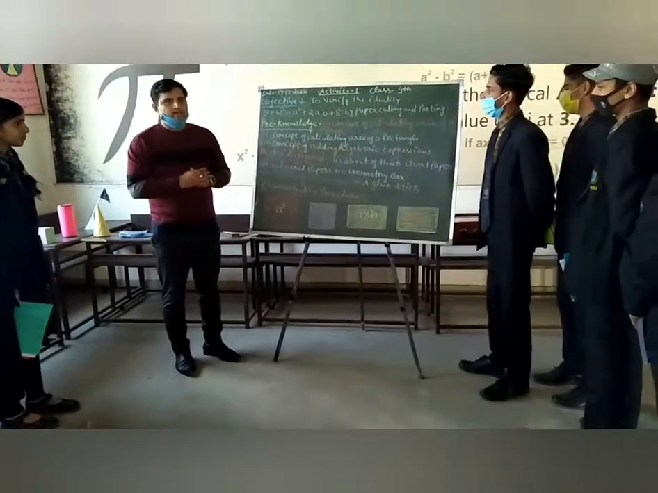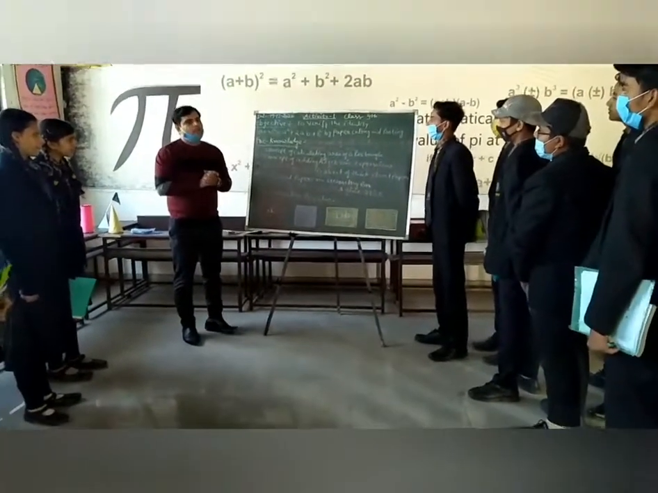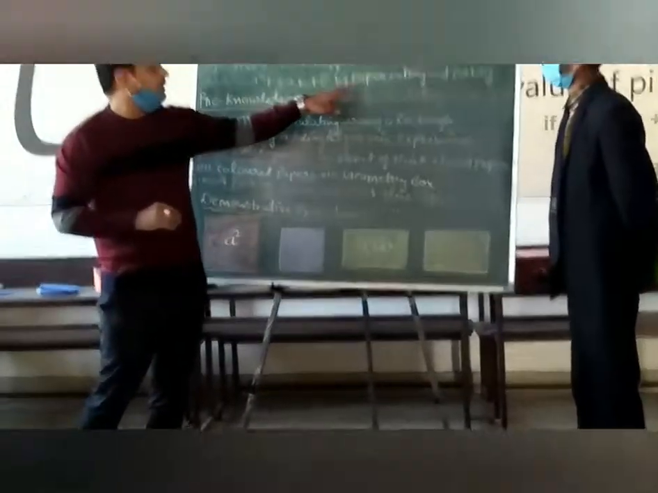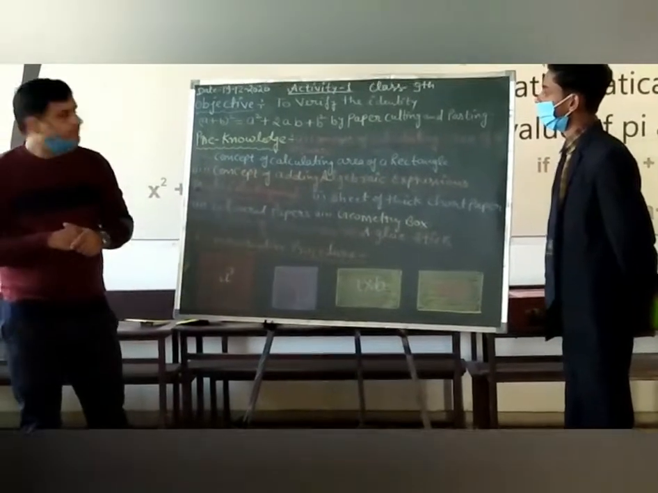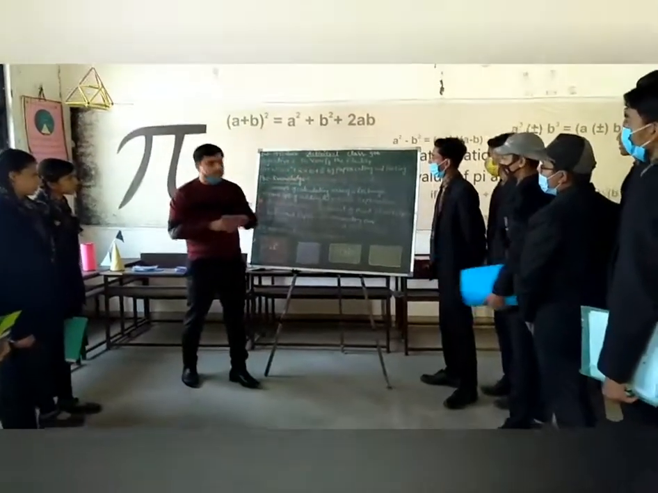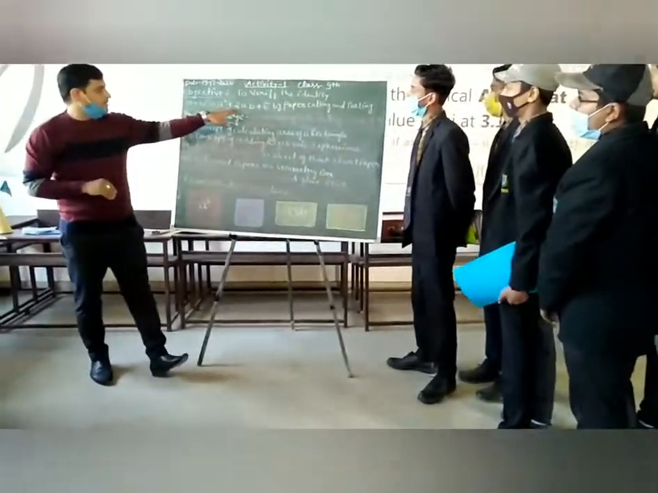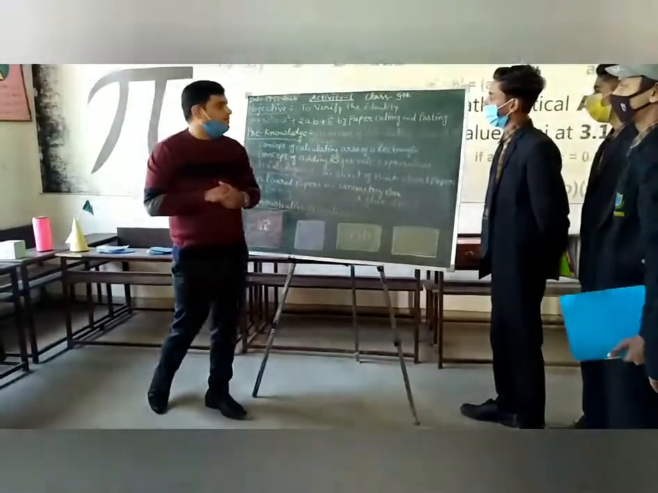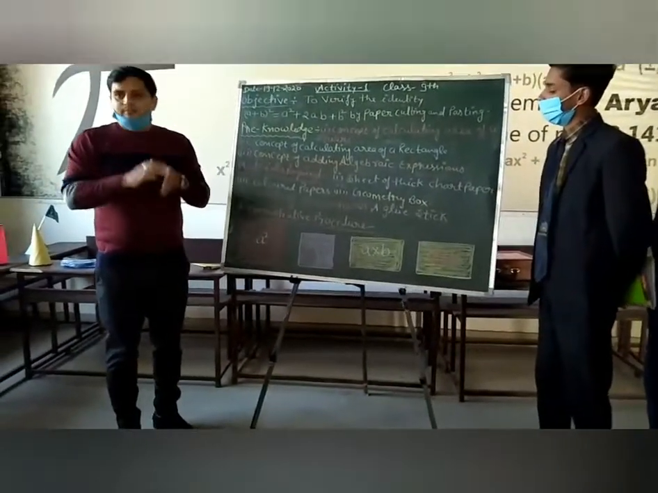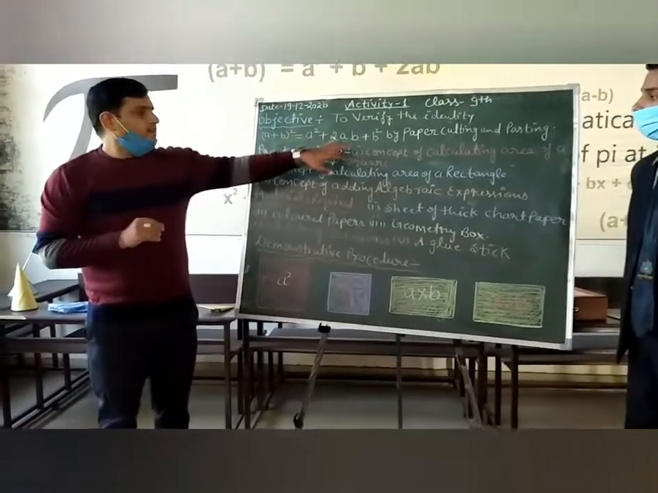Today we will conduct a first activity, which is verifying the formula (a plus b) whole square equal to a square plus 2ab plus b square by paper cutting and pasting. This is our objective: to verify the identity (a plus b) whole square equal to a square plus 2ab plus b square by paper cutting and pasting. So how can we verify this? The meaning of verify is that we can equalize LHS and RHS.